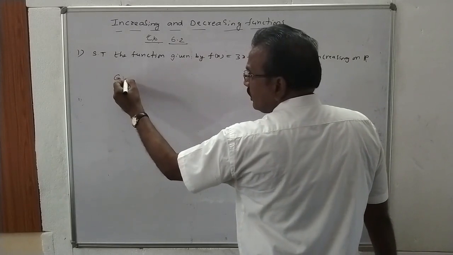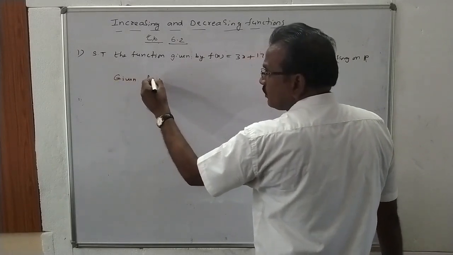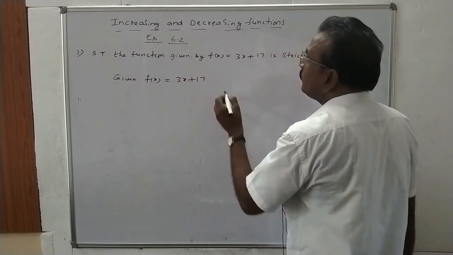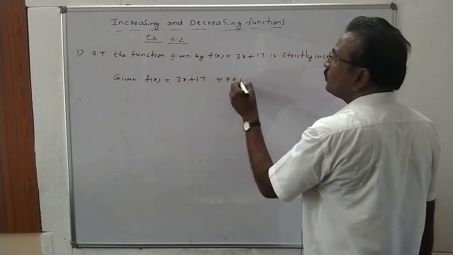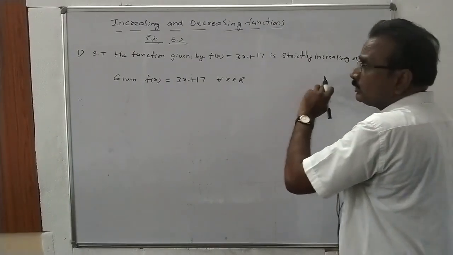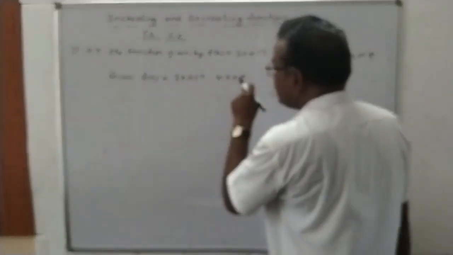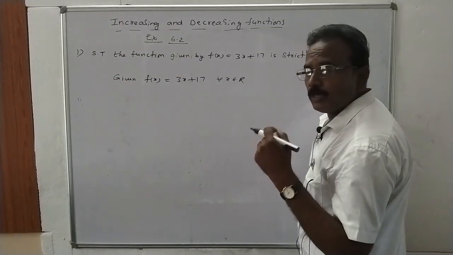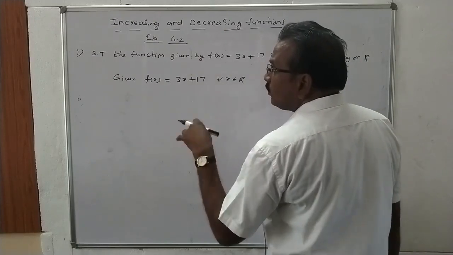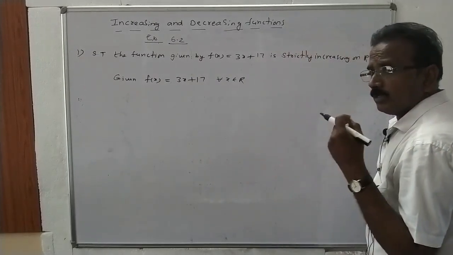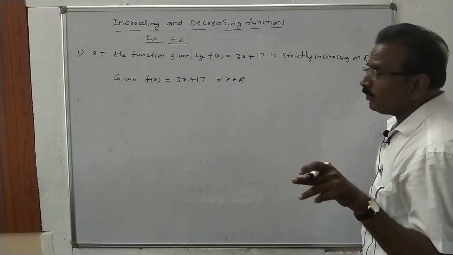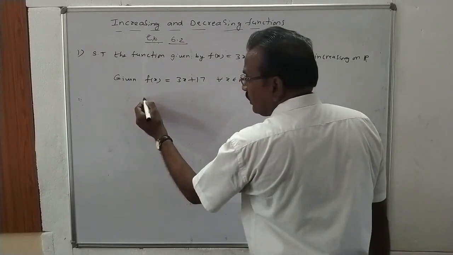Your given function is f of x is equal to 3x plus 17 for all x belongs to real numbers. So the given interval is set of all real numbers, that is open interval minus infinity comma infinity. To find whether the given function is increasing or decreasing, we need to find f dash x value. So first find f dash x.